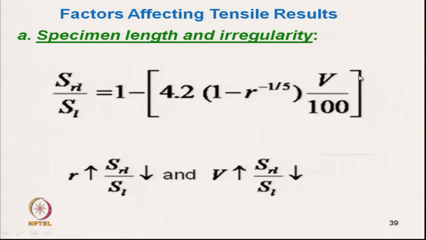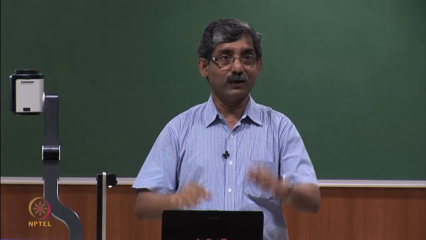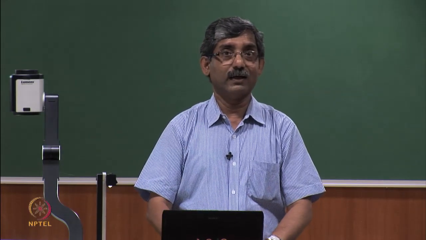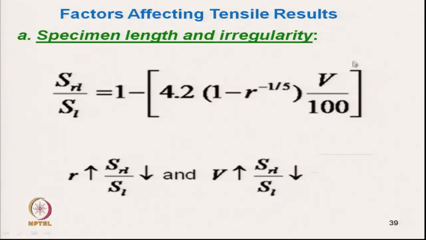Now, we have seen that if the variability increases, the yarn strength is reducing. With this equation we can see that if CU% increases, this total value will increase. That means this value will decrease, so SRL by SL will also decrease.